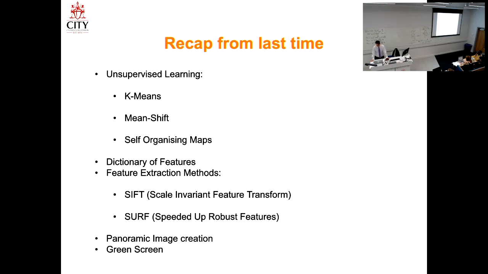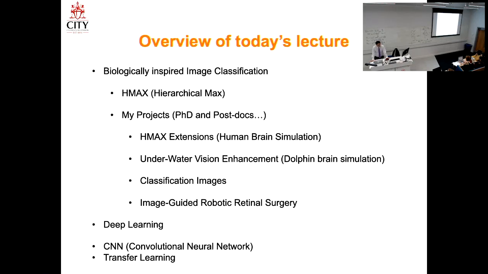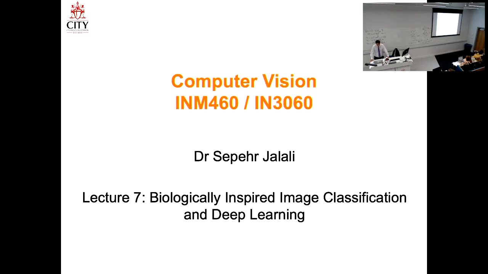You played with it in the lab, and you could create a panoramic image basically from different images of the same object. What we're going to talk about tonight is an overview of biologically inspired image classification. And then I will go through the HMAX model, and then very quickly through what I have done during my PhD and 3 postdocs. And then I will start with deep learning.